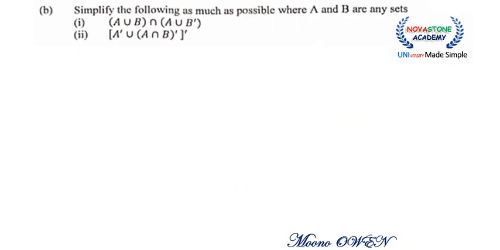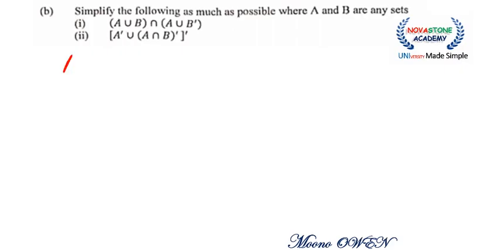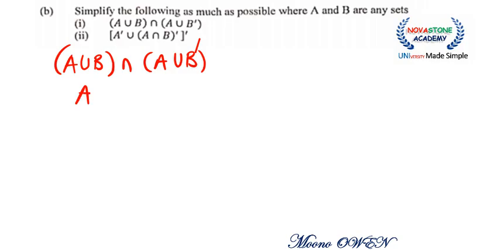Okay, basically let's solve the last two questions as we are taking a break on this exam paper. Let's start with the first one. We've got A union B intersection A union B complement. Okay, so basically, is this a distributive law? Of course. So according to the distributive law, you know that initially it was A union B intersection B complement.